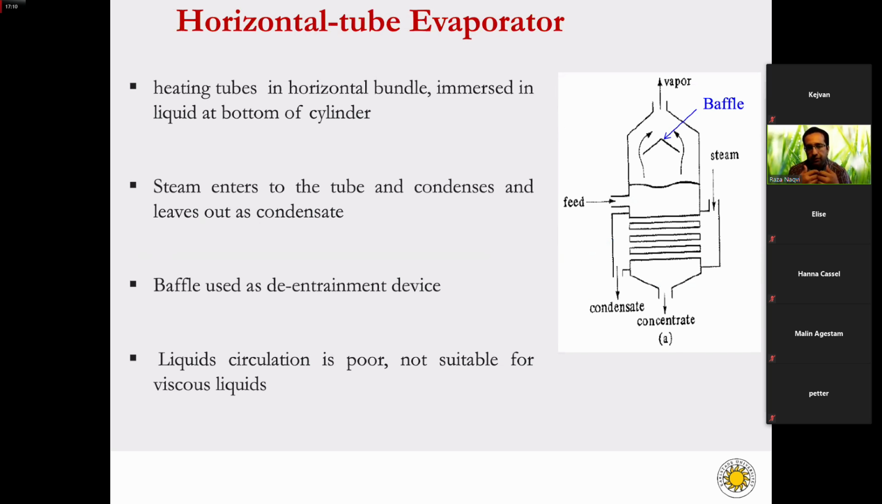When we say viscous liquid, sometimes we talk about a solute concentration a little bit more than 50%. So they are very thick liquids. It's not suitable for many different types of viscous liquids.